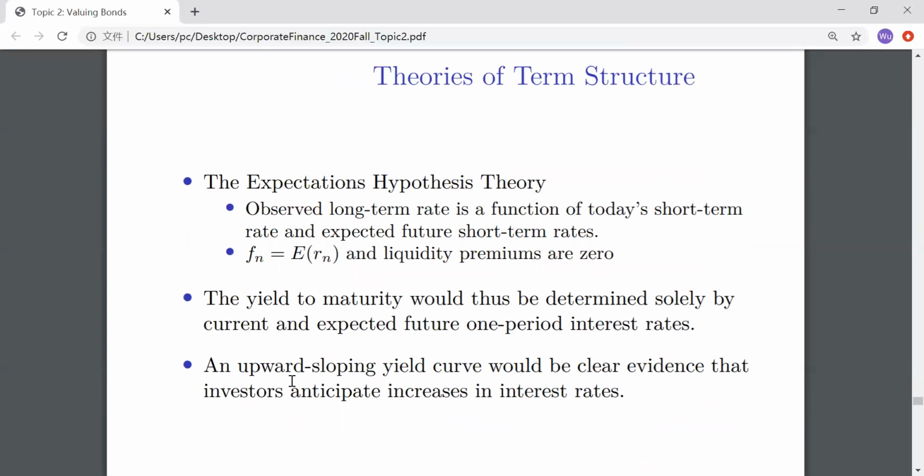And this leads us to a series of term structure theories. In general, there are two ways to look at term structure, right? By the way, what is term structure? Term structure essentially is just the yield curve, right? It's a way to explain why the yield curve is upward sloping, why the yield curve is downward sloping. It is as simple as that.